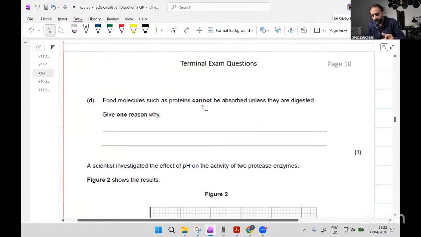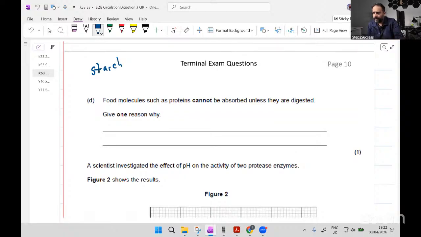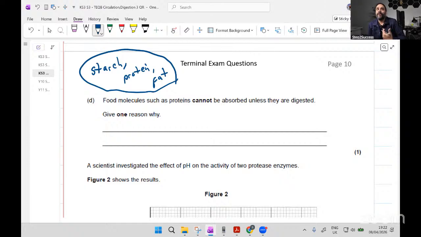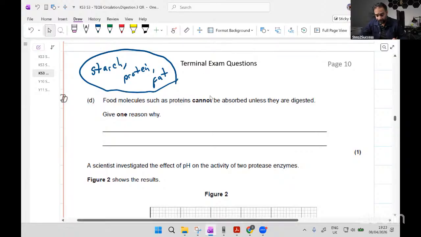And food molecules such as proteins cannot be absorbed. Why? The three large molecules that we eat, as we saw in the question that I did before, are starch, protein, and fat. These are large and they have to be broken down into smaller ones. So when the question asks why they can't be absorbed until they're digested, it's because they're too big. Proteins are too big. I'll just check I'm still doing the same question here. Okay, yeah, that's it. It's too big.